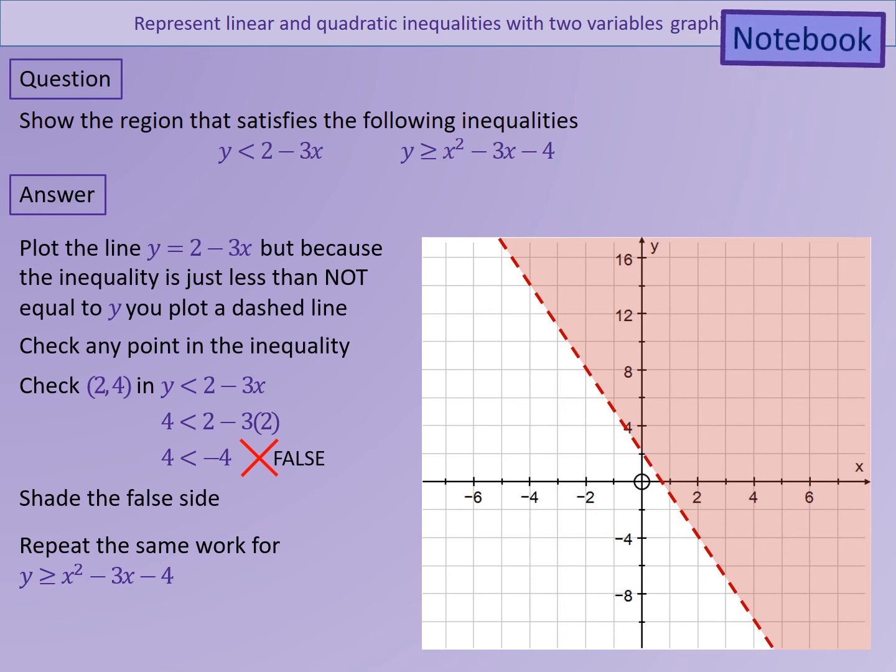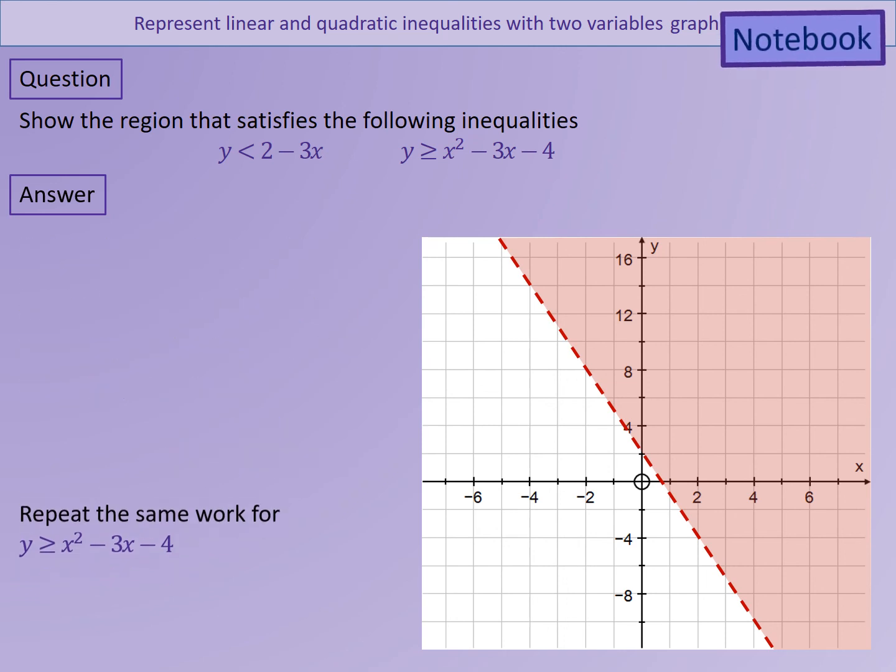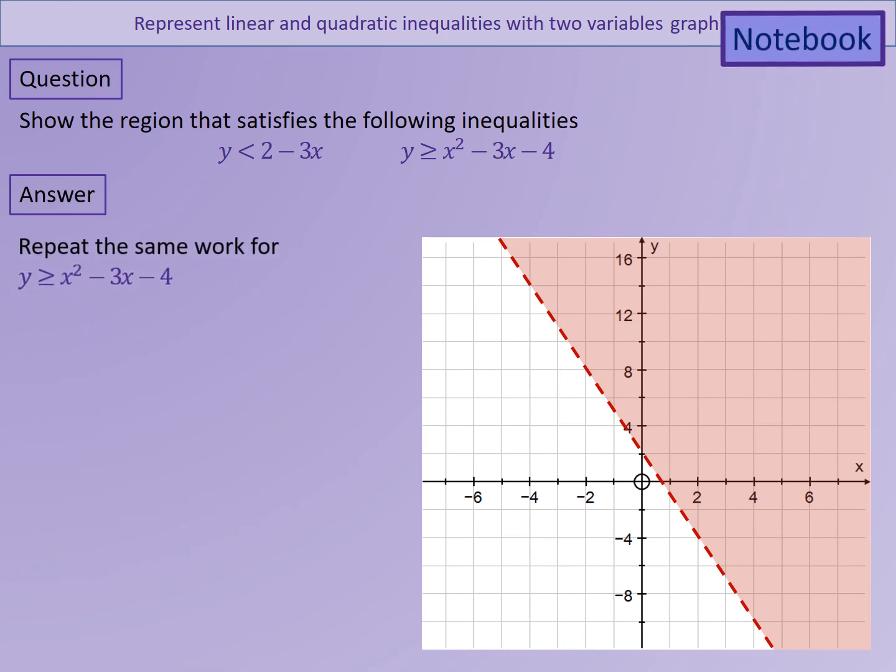We're now going to do exactly the same, but this time we're going to look at the inequality y is greater than or equal to x squared minus 3x minus 4. Okay, good. So let's have a look at this quadratic. So the first thing I want to do, again, like with the linear, is I want to plot y equals x squared minus 3x minus 4.